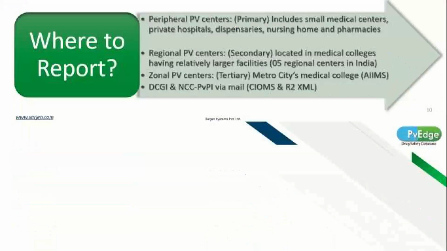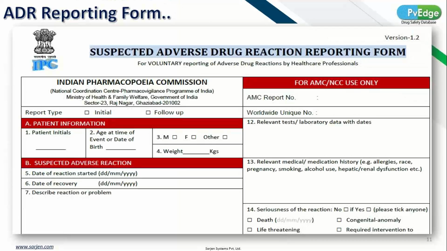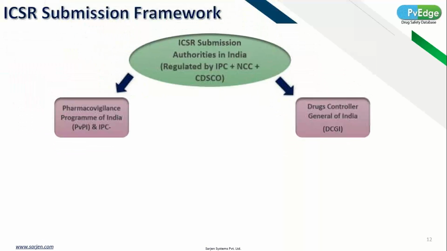Moving on to the further aspect, this is the ADR reporting form, which looks like this for routine ADR reporting, prescribed by the Government of India and the CDSCO. It is voluntary reporting. So spontaneously any healthcare professional or any consumer can fill this and submit it to the corresponding AMC in their territory, which is the subzonal reporting center for them. So this is one of the important criteria for the submission. Now, the ICSR submission framework.